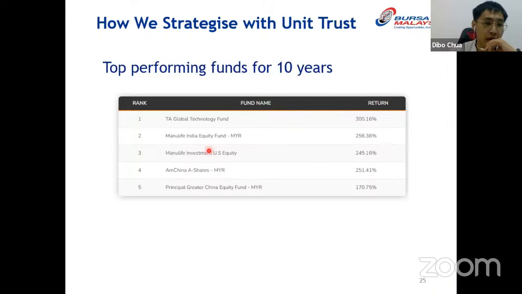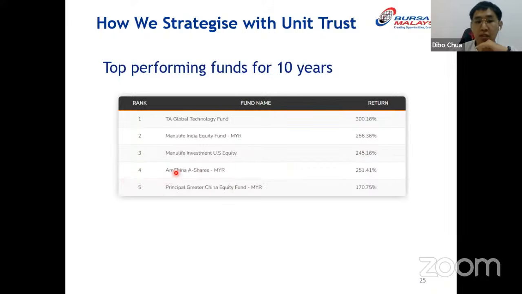And then the second one, Manulife India. Because India last year, it's a very good market as well. So in Indian market, they grew a lot. Particularly it's last year performance. Okay, so this is kind of like hindsight, to be honest. It's not really like a long-term thing, I would say. But for Manulife investment, US equity, so this is the one that actually invests into US stocks. This is much more, I would say, consistent. This fund is very, very good as well. So if you want to look for US funds, so these are the ones that you can go for.